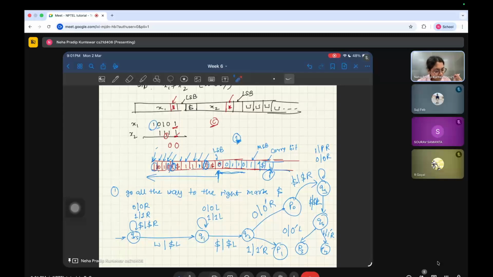Does that make sense? Yes, ma'am, it's clear. Okay, so I'll not write the rest of the thing, but you can finish off this diagram.